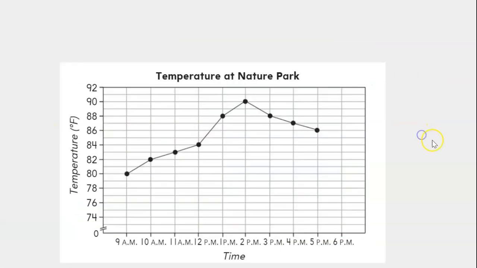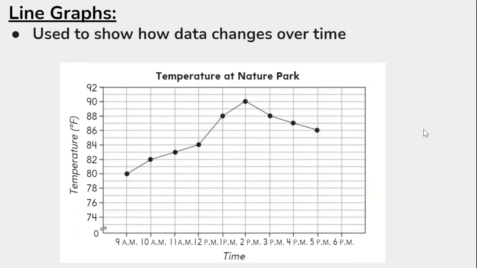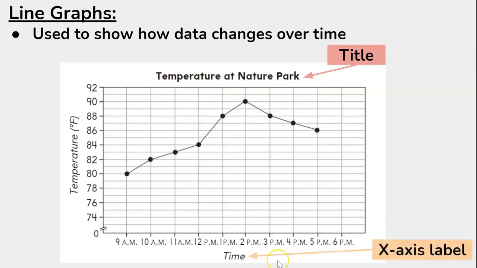The other kind of graph we're going to look at are line graphs. Line graphs are usually used to show how data changes over time. Just like bar graphs, they are going to have a title. So this graph is telling us the temperature at a nature park. And when I look at the x-axis, it's going to tell me the temperature over time.